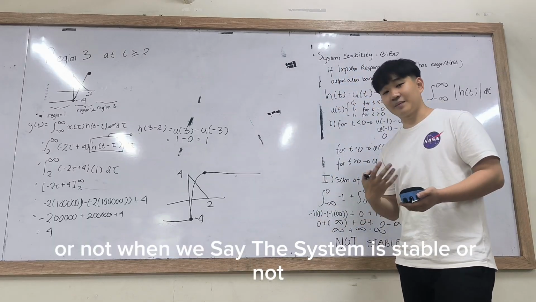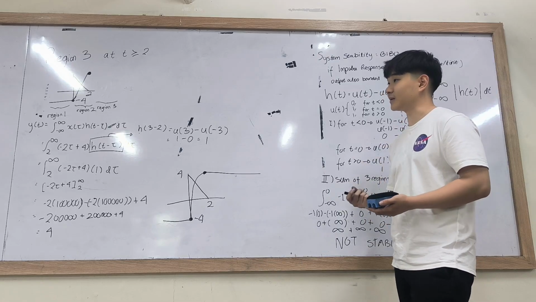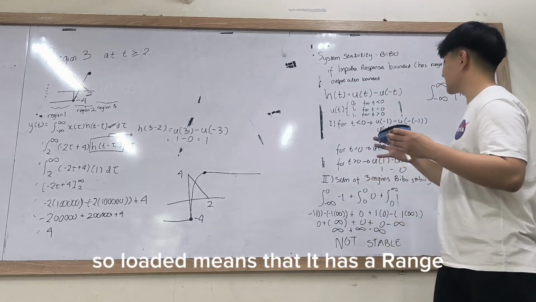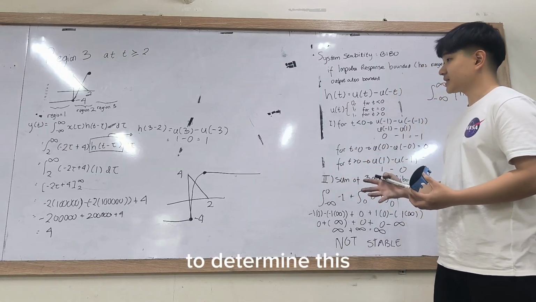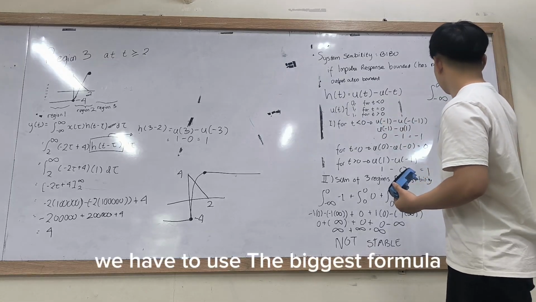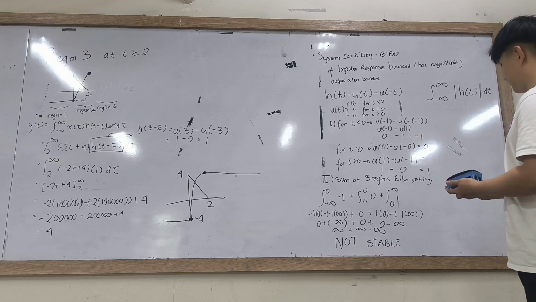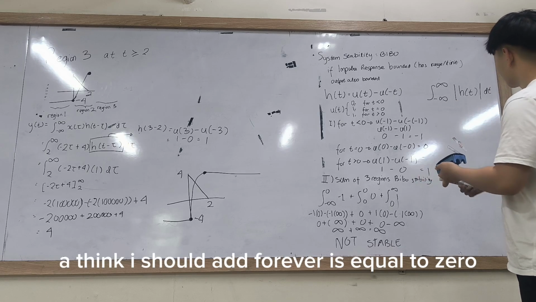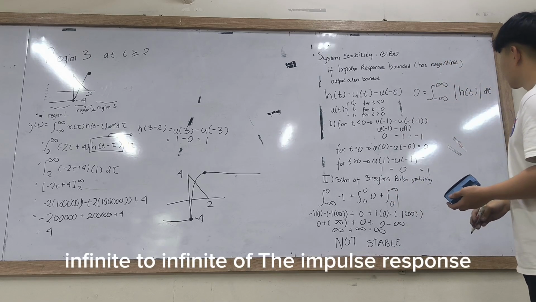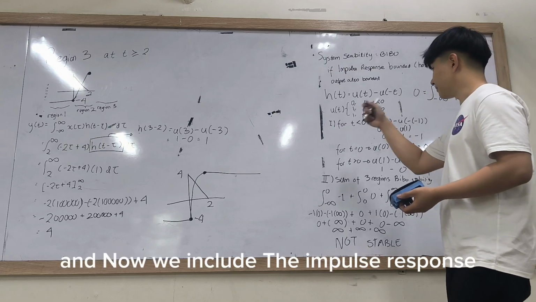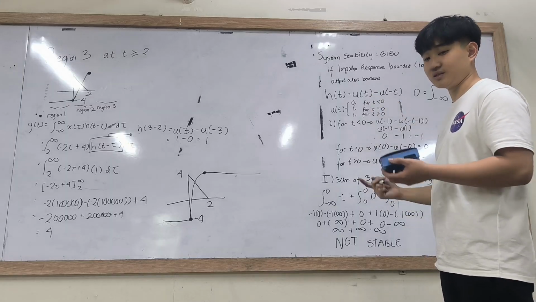When we say a system is stable or not, it means whether or not it fits the criteria for BIBO stability, which means bounded input and bounded output. Bounded means that it has a range from the beginning to the end for the input and output. To determine this, we have to use the BIBO formula, which is: I think I should add whatever is equal to 0. 0 equals the integral between negative infinity and infinity of the impulse response. And we also use the unit step function because the impulse response has u, and u is the unit step function.